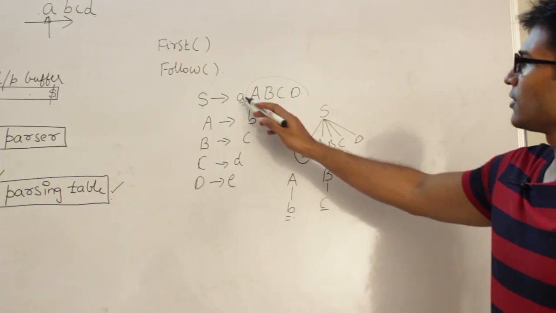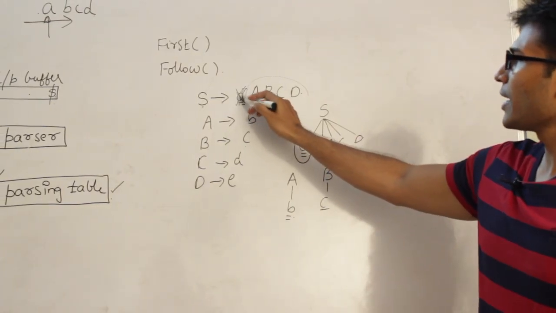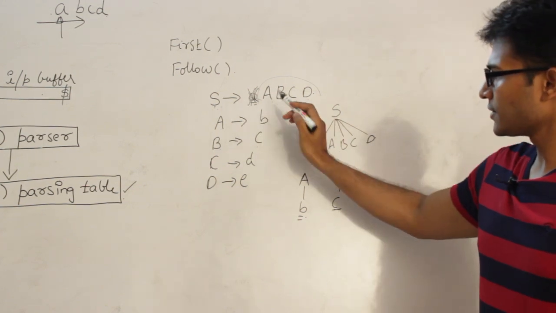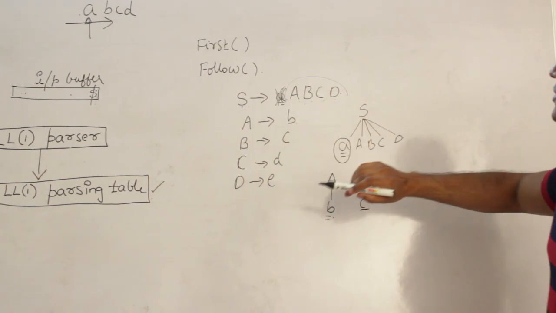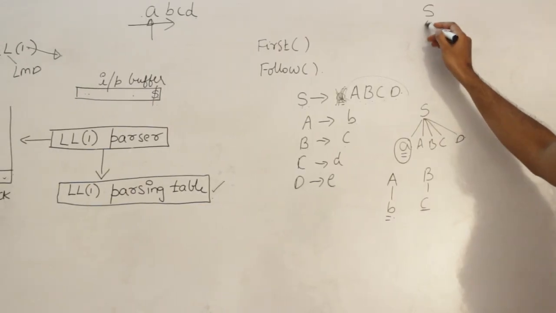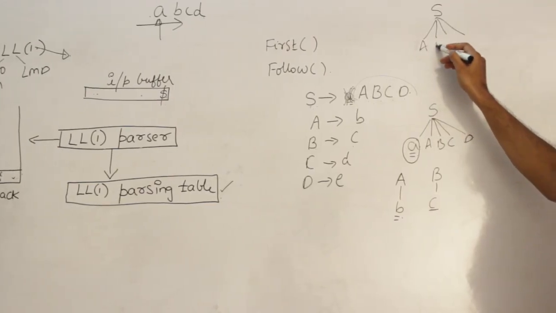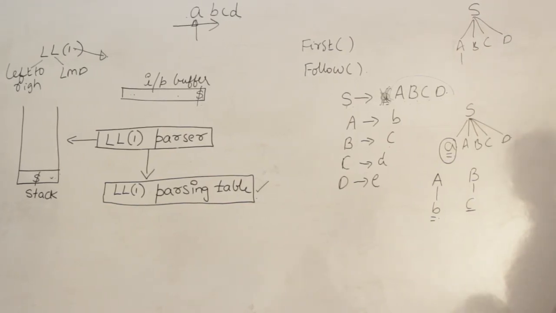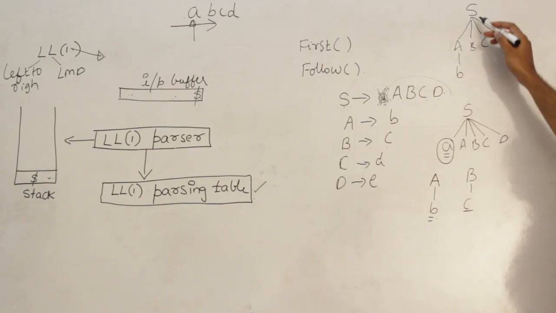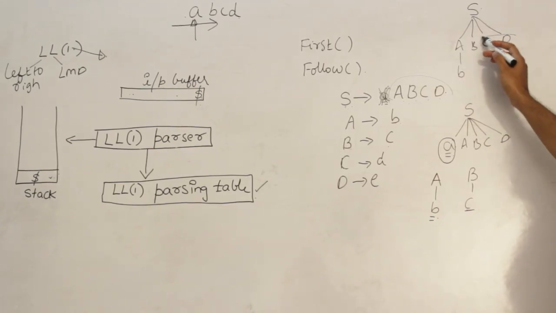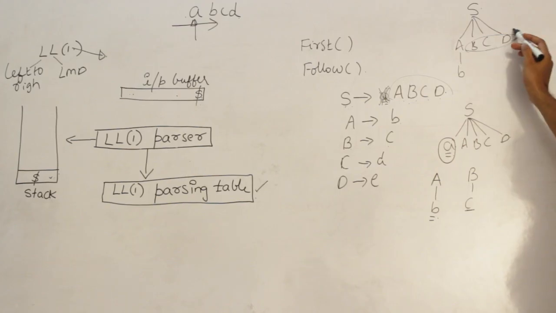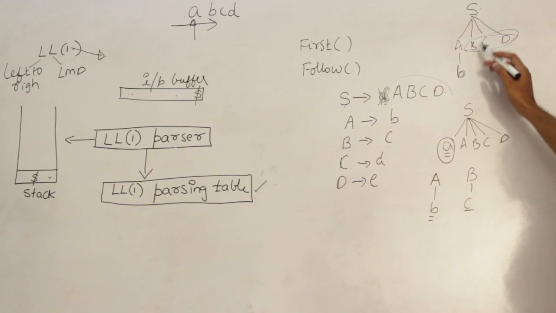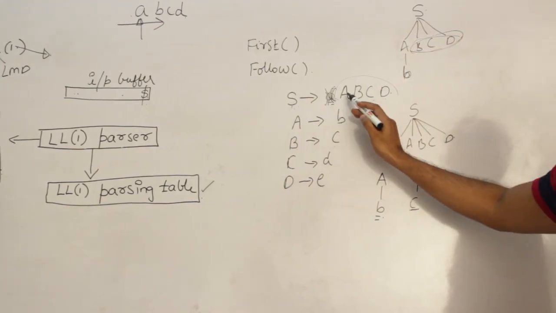Let us say here, instead of this, I have the production S derives A, B, C, D. Now what is first of S? If I start deriving all the strings possible from S, I'll start like this: S derives A, B, C, D, right? And then A is going to derive small b. Whatever is derived from B, C, D, I don't care about it. Always S is going to derive a string starting with b. So in this example, first of S is b.